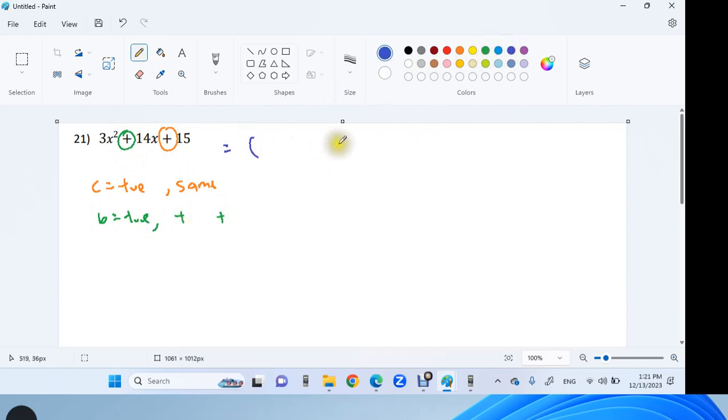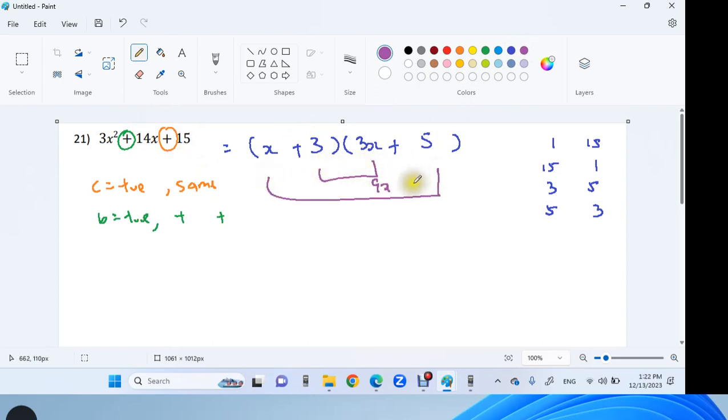Okay, so for x times 3x squared, then it is x and 3x. For 15, we have 1 times 15, 15 times 1, and then 3 times 5 and 5 times 3. So we have the 14 here, then I know it should be 3 and 5 here. This one is 9x, this one is 5x, add up will be 14x.